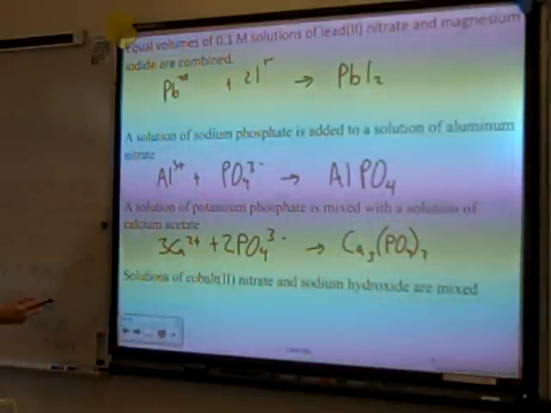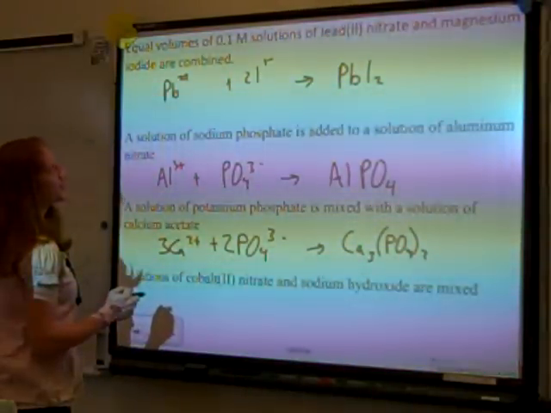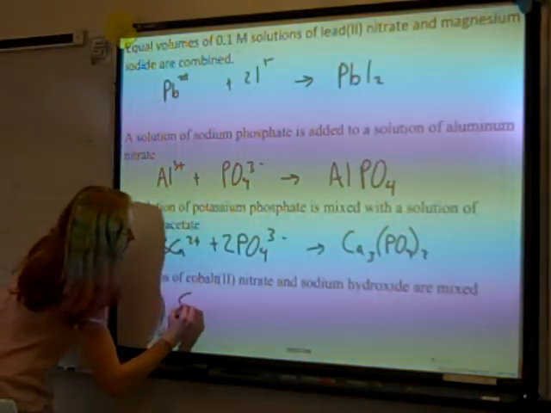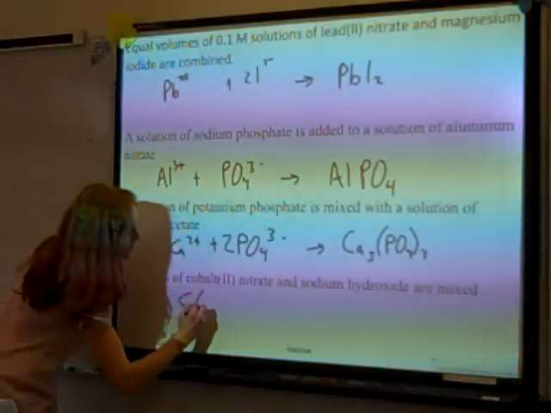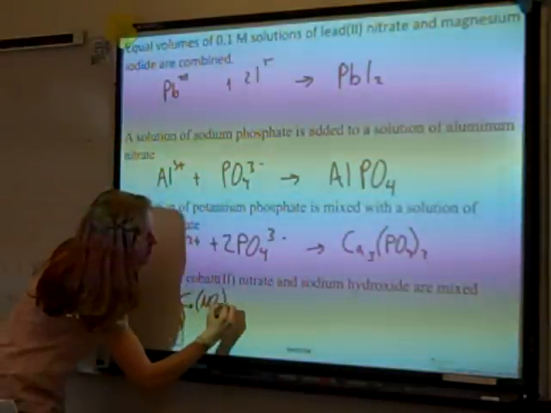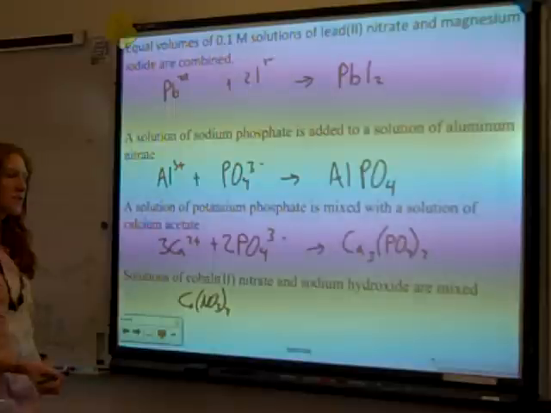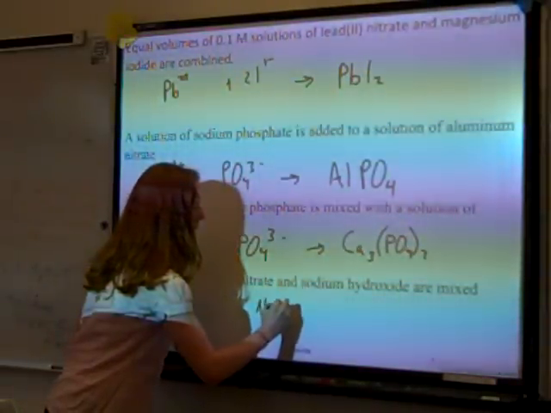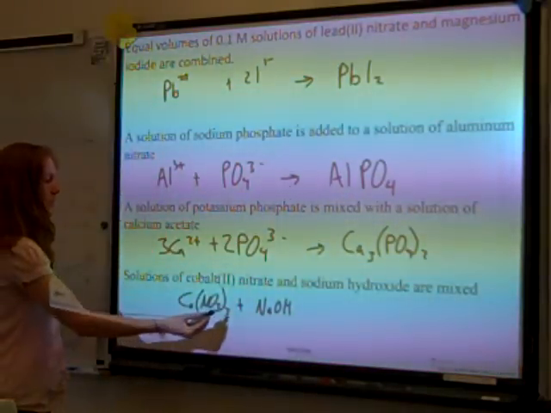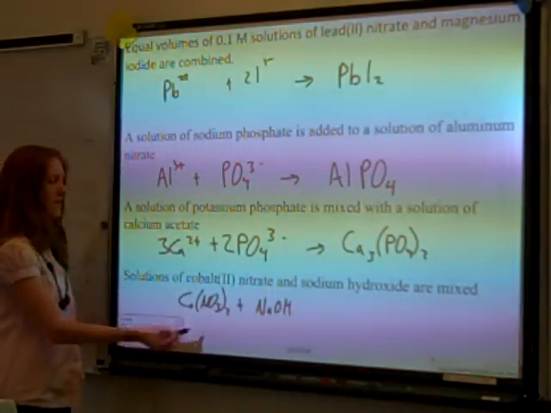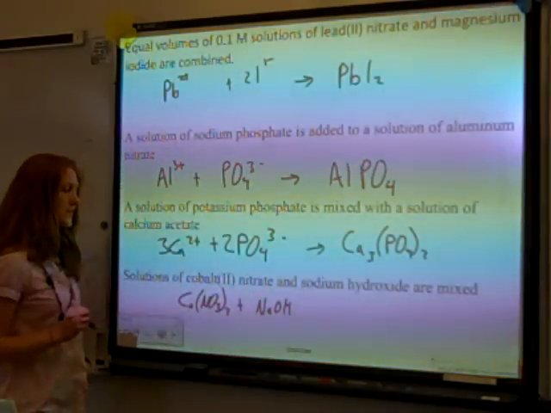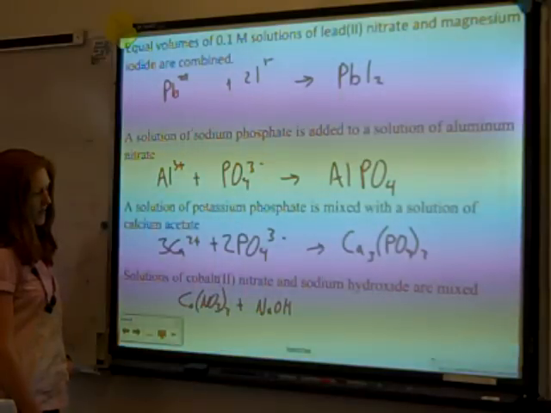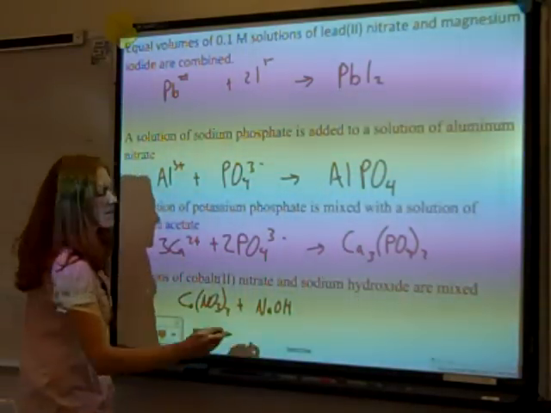For the next one I have cobalt 2 nitrate. That's Co with a 2 plus, and nitrate is a 1 minus, so Co(NO3)2, two nitrates, and sodium hydroxide, that's NaOH, are mixed. I know, guess what, nitrate's always soluble. Sodium is an alkali metal, so it's always soluble. So the insoluble thing is going to be cobalt 2 hydroxide.